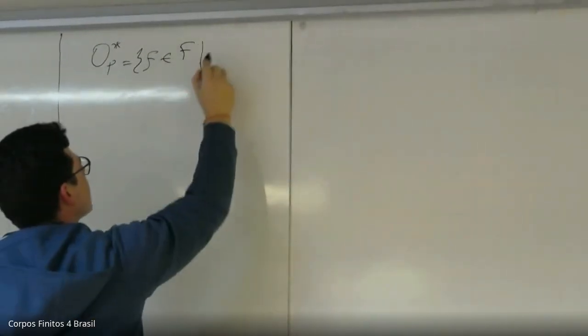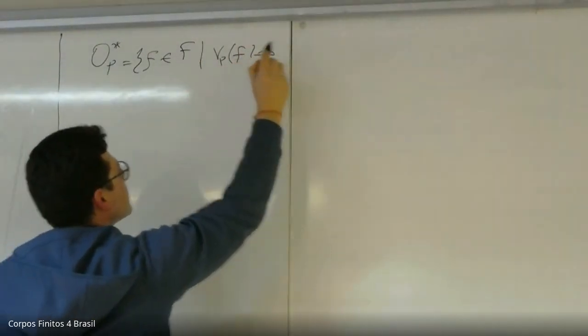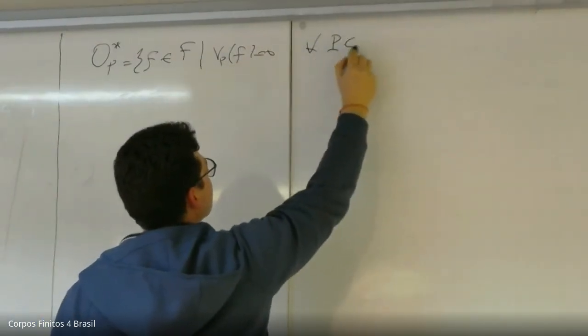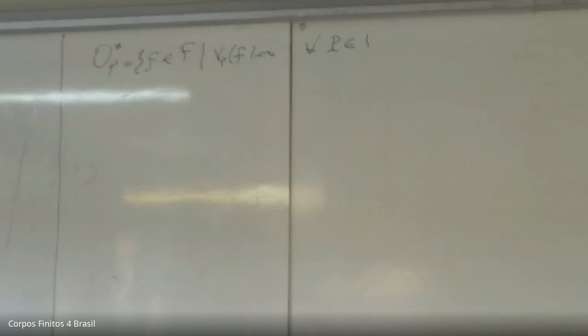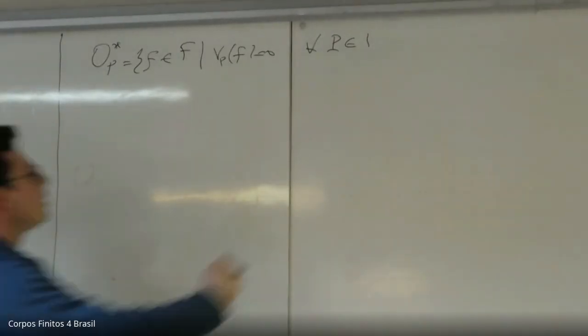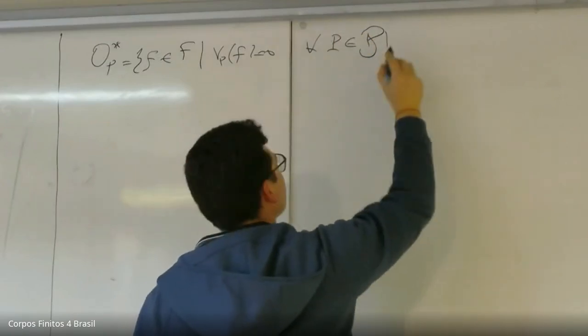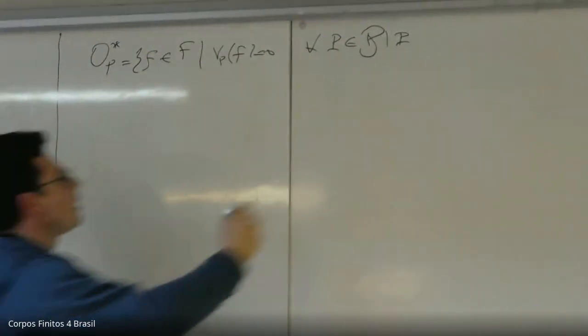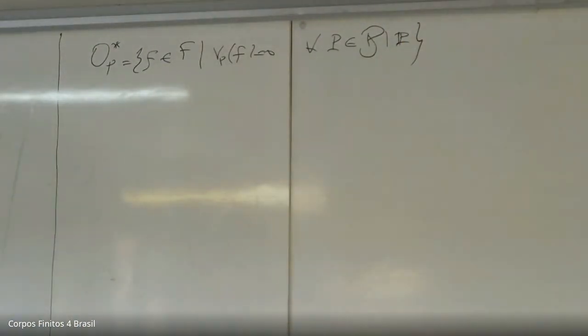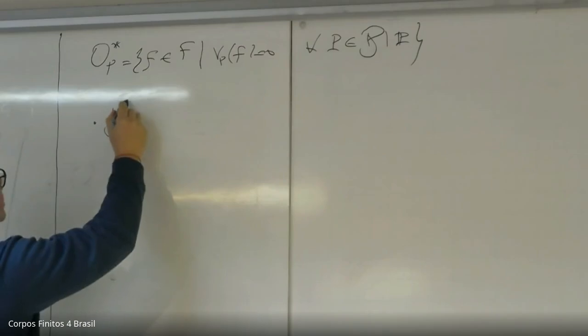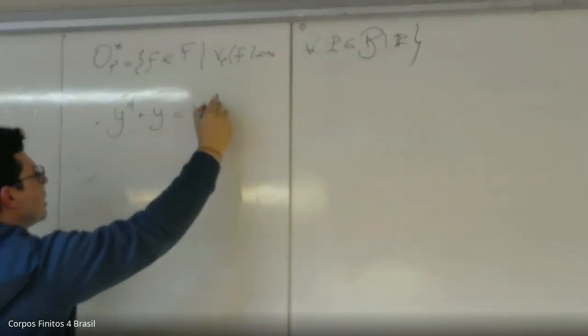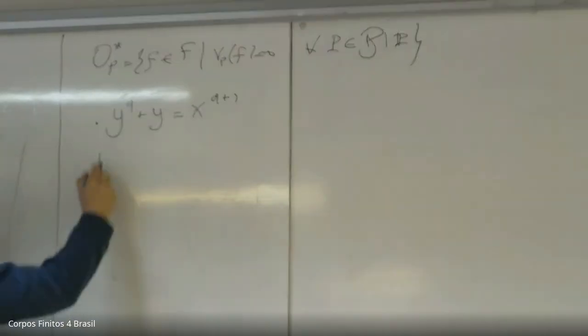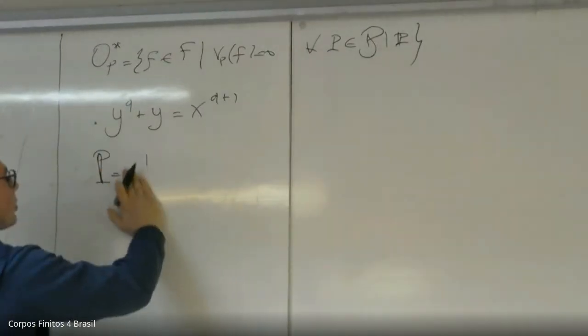The set of functions f in F such that the valuation at P of f is 0 for each place P which is not in a set of places, let's call it capital P, minus small p. This sounds kind of artificial, so let's give an example. Let's start with the Hermitian function field y^q + y = x^(q+1), and I will choose as P the set of F_{q^2}-rational places.